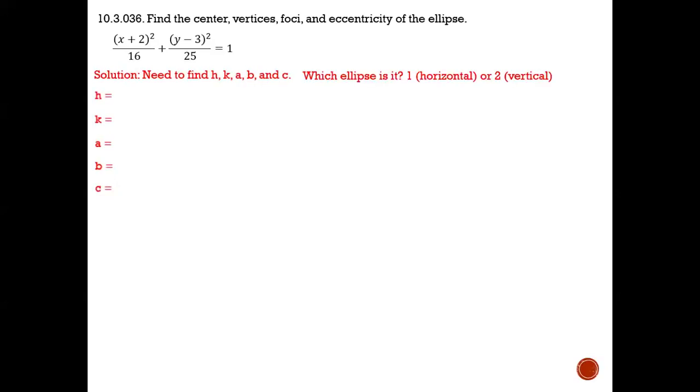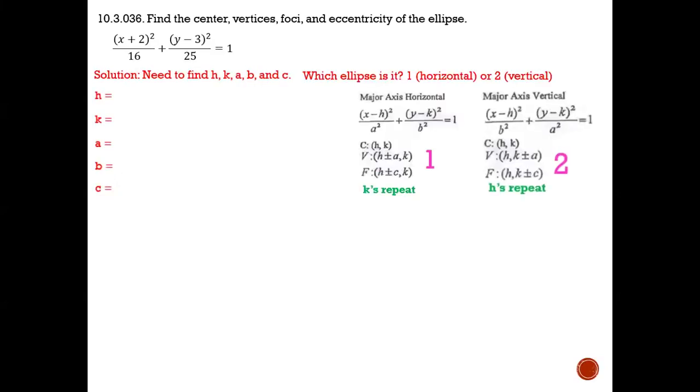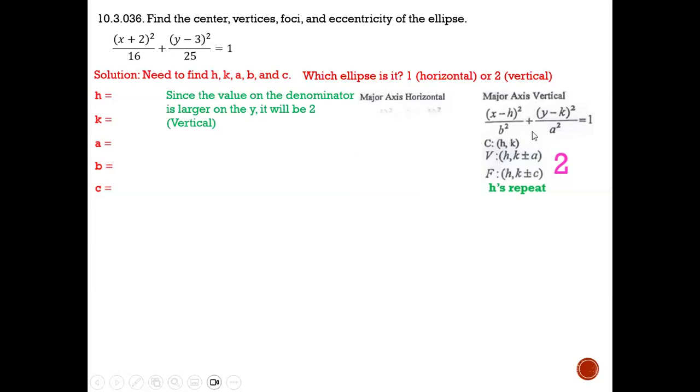Okay, so now on this one, we have the equation. We want to find the center, the vertices, the foci, and the eccentricity. So we're going to pull out the H, the K, the A, the B, the C to get everything that we need for this one. Okay, is this form 1 or form 2? What do you think? Well, the bigger number is A. So we have the larger number 25 under the y squared. So it matches this form right here, major axis vertical. So that's the one I'm going to use.